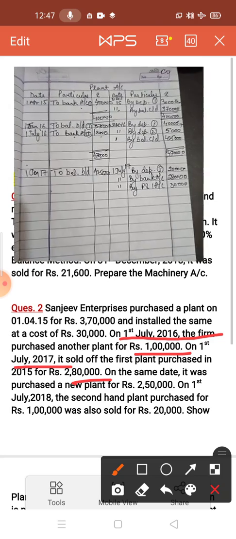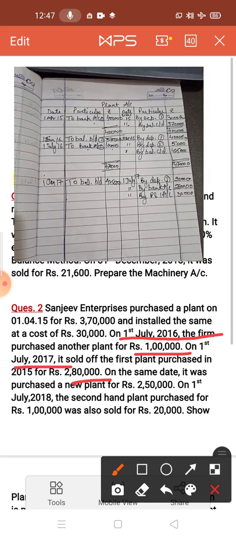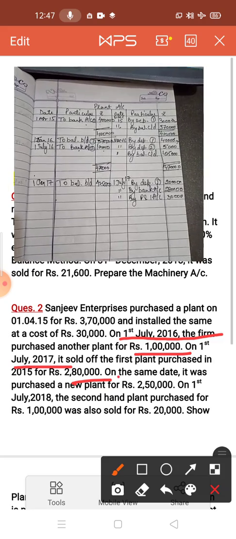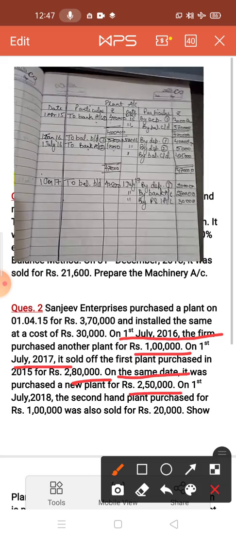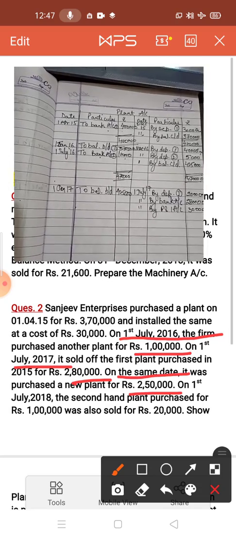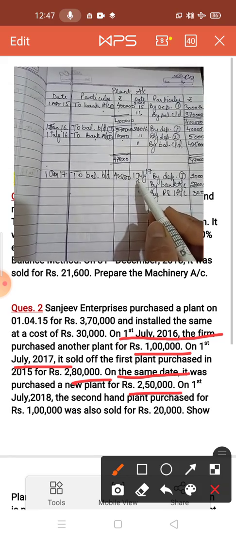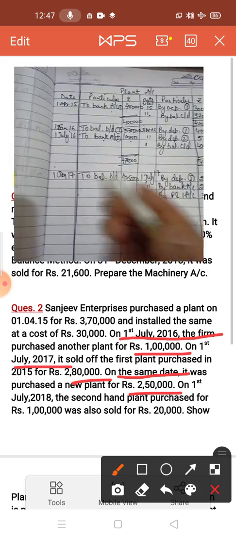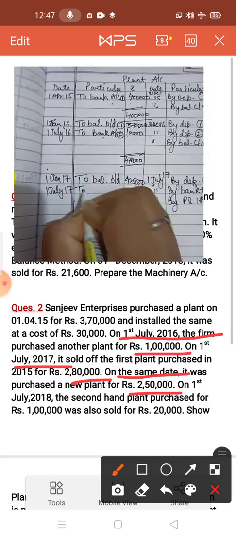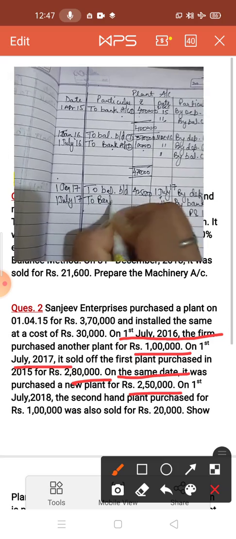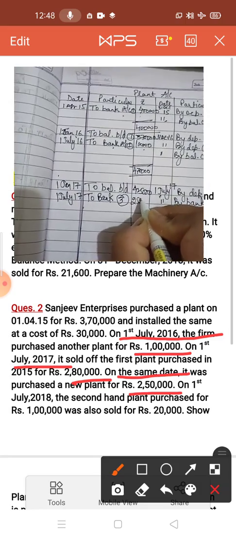Okay. In this way, you have to dispose of the first plant. First plant now completely disposed. Now on the same date, come to the question: on the same date a new plant was purchased for rupees 2,50,000. So on the same date means on the date on which you have sold the first plant. The first plant sold date is 1st July. So on this date, 1st July 2017, you have purchased the third plant. This is the third plant for rupees 2,50,000.